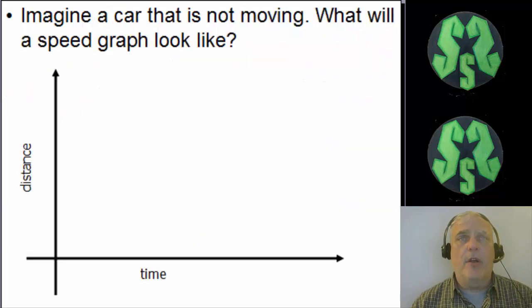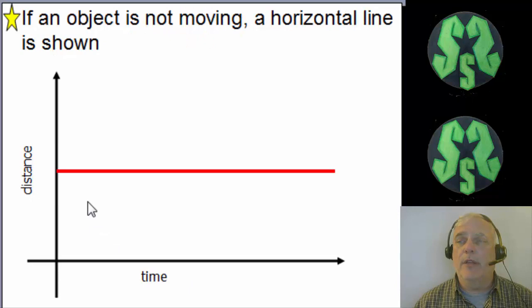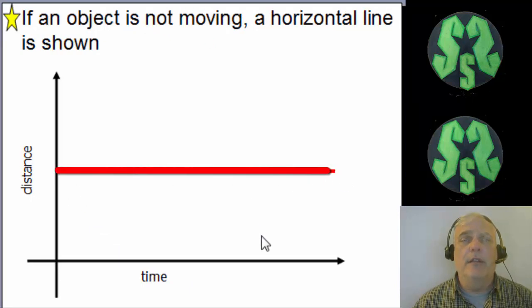And imagine a car that is not moving. What would the speed graph look like? If the car is not moving, as time goes by, how is the distance changing? Well, it's not changing position. There is no motion. There is no difference in position. So the distance is just going to stay the same. Wherever the car is, it's just going to stay the same over that long period of time. And that's going to be shown as a horizontal line on a speed graph. So if an object is not moving, a horizontal line is shown.